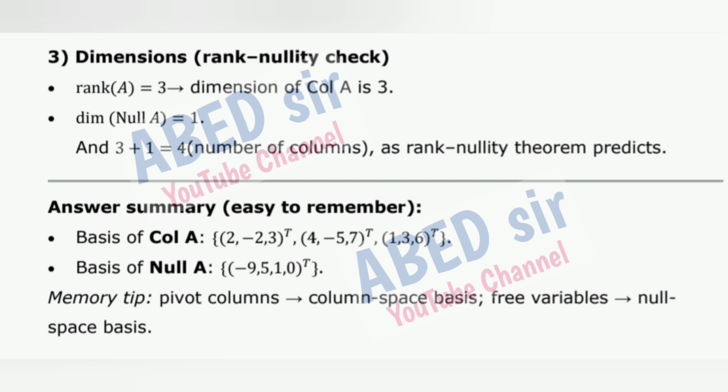Answer summary, easy to remember. Basis of kernel A: (2, 2, 3)^T, (4, 5, 7)^T, (1, 3, 6)^T. Basis of null A: (9, 5, 1, 0)^T. Memory tip: pivot columns give the column space basis, free variables give the null space basis.